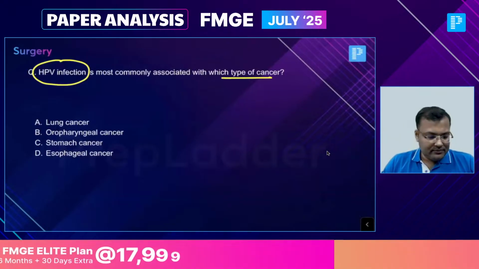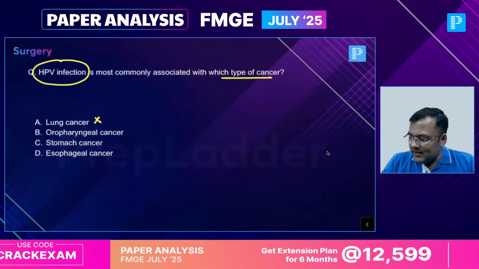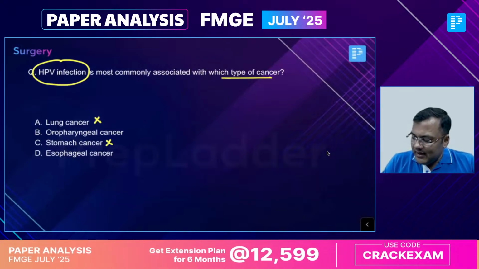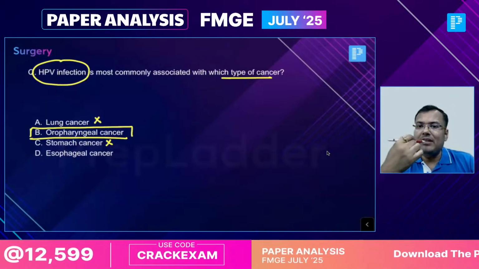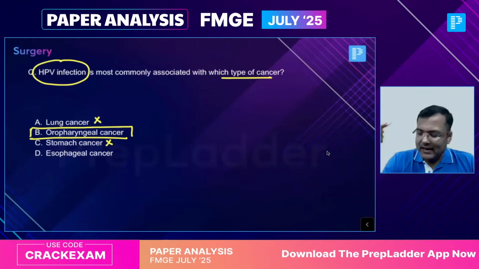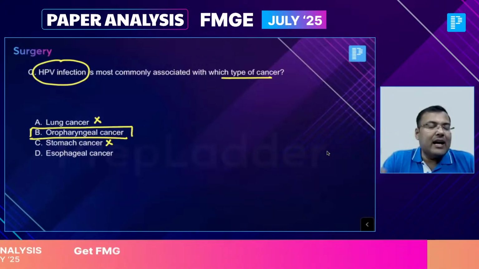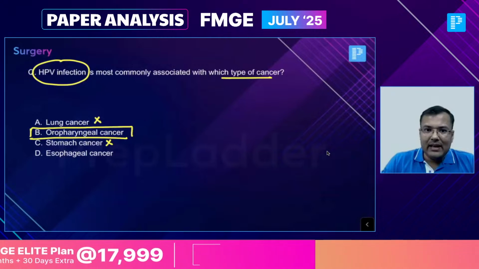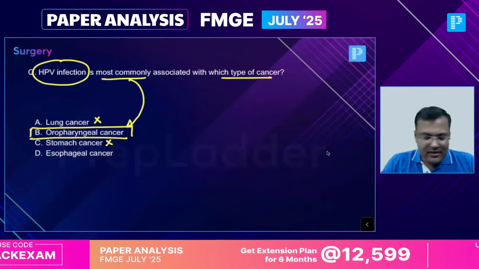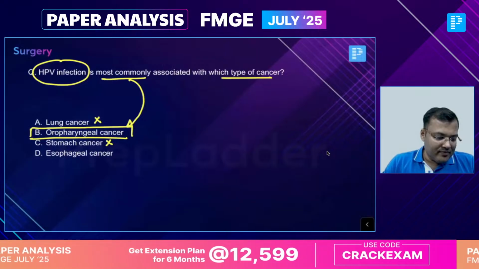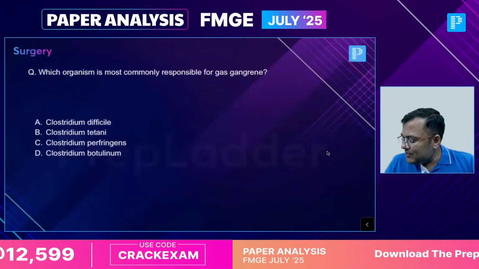Okay. Now here guys, HPV infection, it is not related to lung cancer, not related to carcinoma stomach. It is mainly related to oropharyngeal cancer, carcinoma oral cavity, oropharynx, nasopharynx. Sorry, oropharynx. So oral cavity and oropharynx. Carcinoma esophagus का भी risk बढ़ाता है, but here most commonly it was asked, so most commonly it is oropharyngeal cancer. Okay. Next question.